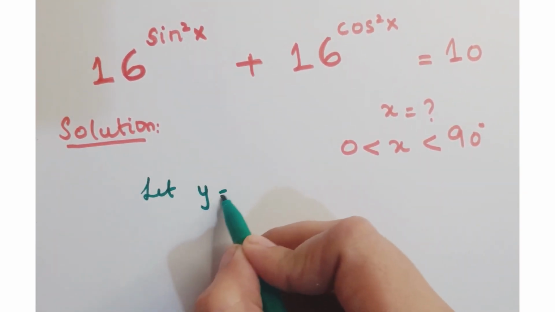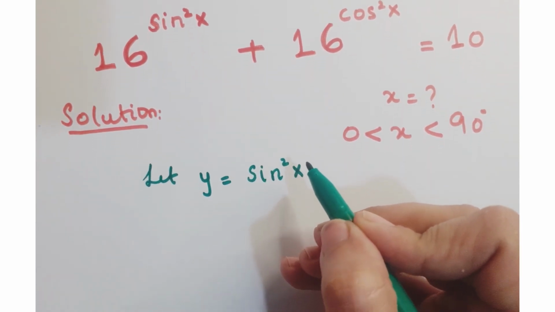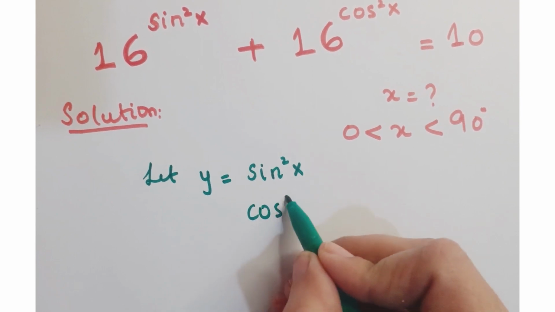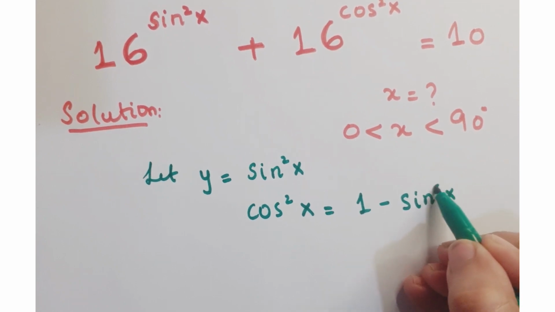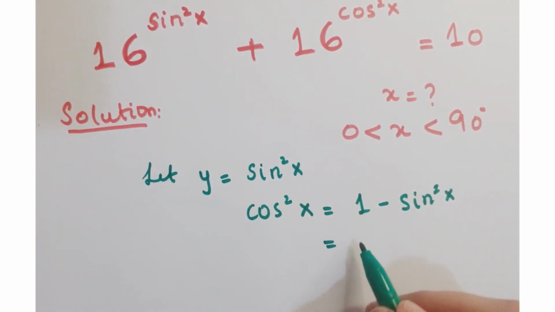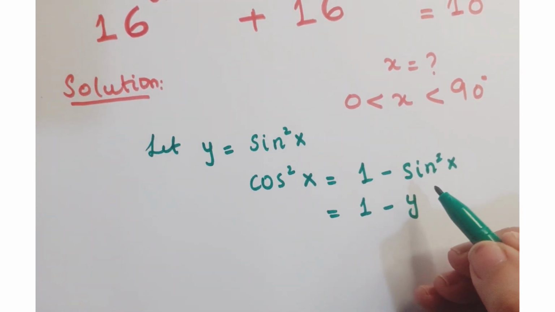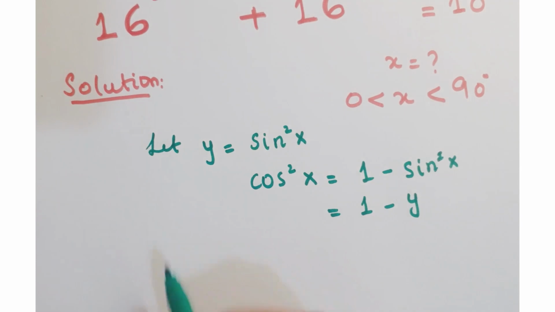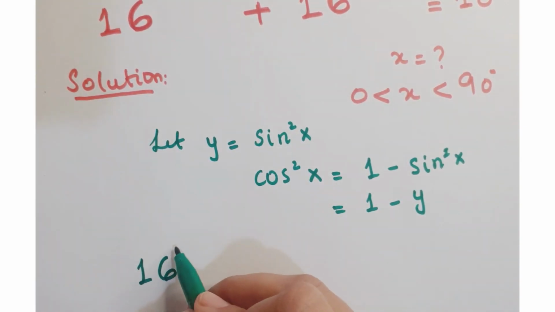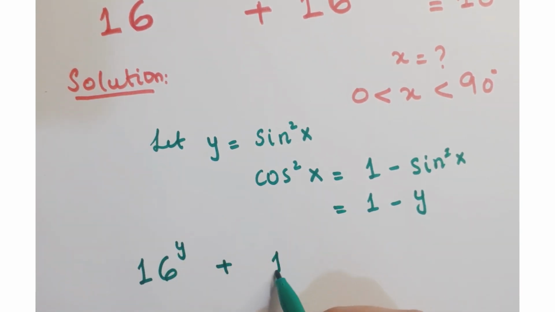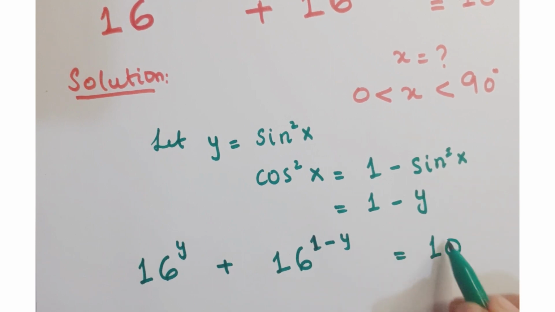First of all, let's assume that y is equal to sine square x. Now as you know, the trigonometric identity is cos square x is equal to 1 minus sine square x. Putting this substitution, we can write this as 1 minus y. Now just replace these assumptions in our main equation, that is, in place of sine square x put y, and in place of cos square x put 1 minus y, is equal to 10.